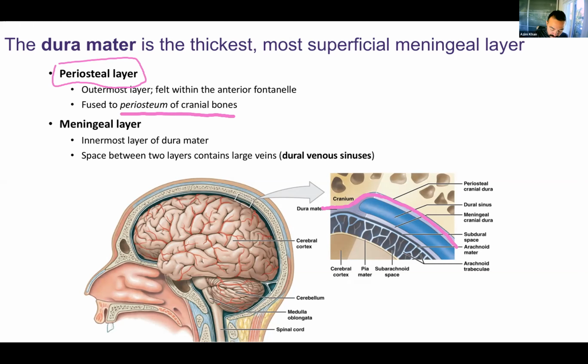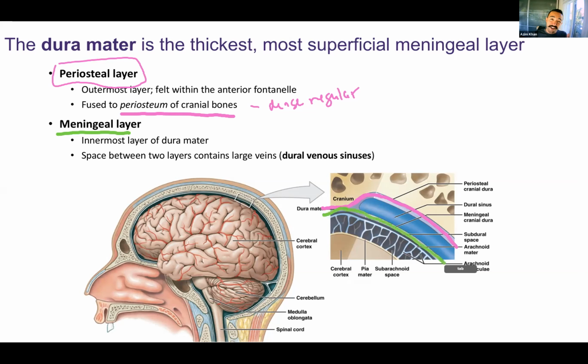And so we've learned what periosteum is made of. Periosteum is made of dense, regular connective tissue. So it's there to help provide a connection between the meninges and the harder bone that's protecting it. The deeper layer, the meningeal layer, which in this inset is right here.